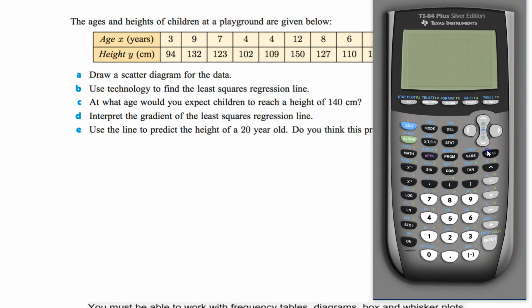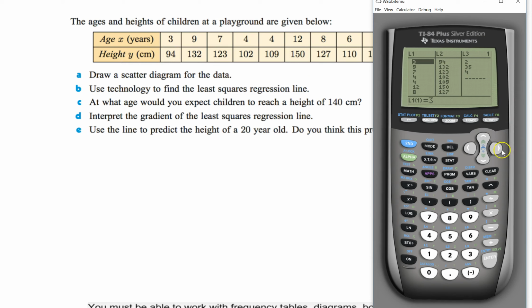So turn my calculator on. I'm going to go to stat. I'm going to go edit. And I'm going to type all these values in. So I'm going to use L1 for age, for X, and L2 for height. So now I have them all typed in.